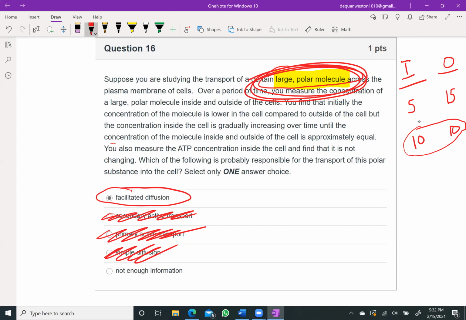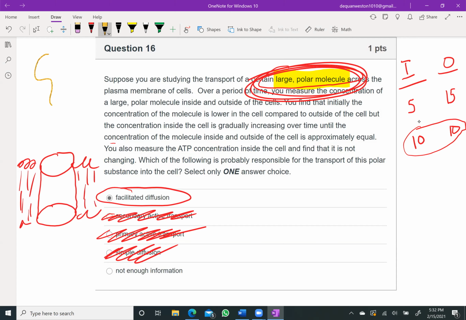The reason it needs facilitated diffusion, here's a protein right here. And then here's your lipids. So this big protein is going to need to come through this channel in order to get through, because it's a large polar molecule here. We'll put some partial charges on it. So it's going to need that protein to go through.